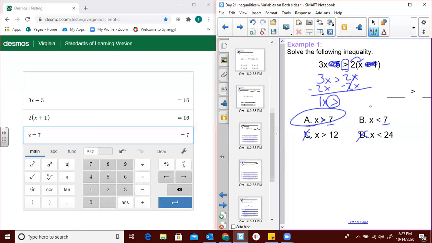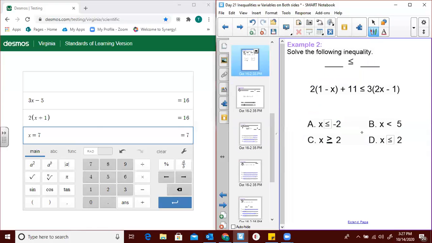All right, on to this guy. So same thing. I'm going to put the left-hand side into Desmos, which is 2 times (1 minus x) plus 11. And then the right-hand side is 3 times (2x minus 1). And my variable, again, is x. So now I need to check these numbers right here, all the numbers in my possible answer. So x is less than -2. Let me try -2 over here.